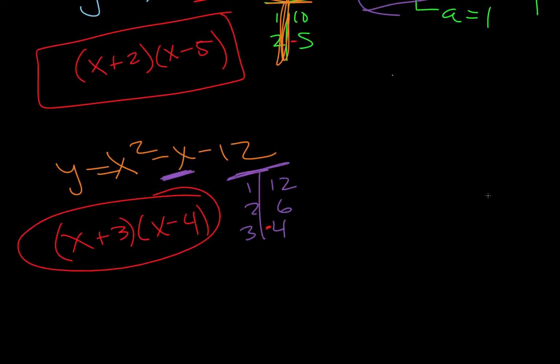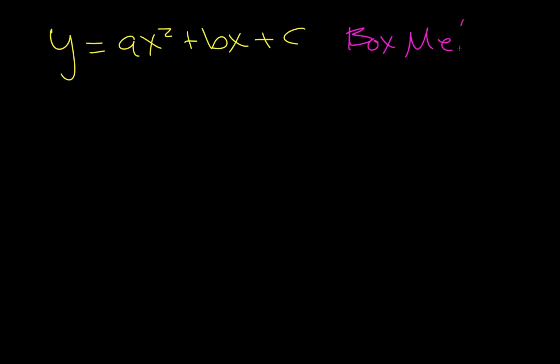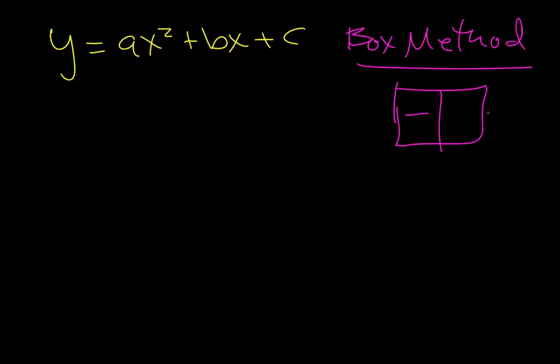Now, we're going to move on to the case where, what if you have something for your a? So ax squared plus bx plus c. Sometimes I call it modified T factoring or box method. So I'm just going to call it box method. And it's named after the fact that we use a box that looks like this. Okay. So I'm going to do 3x squared minus x minus 2.